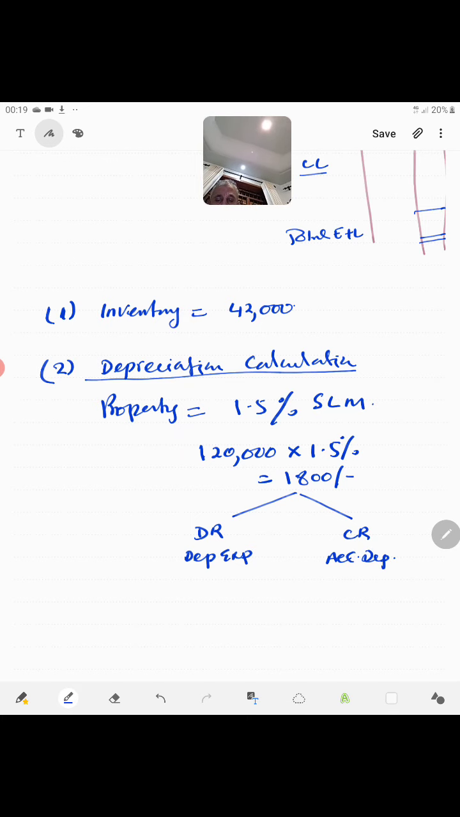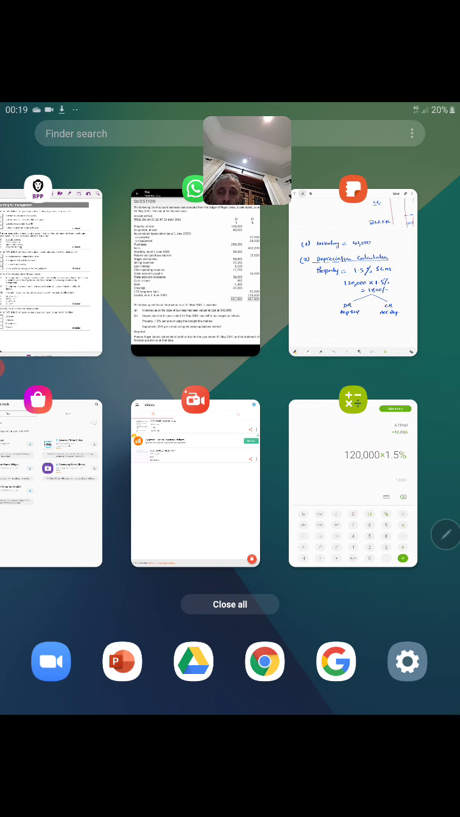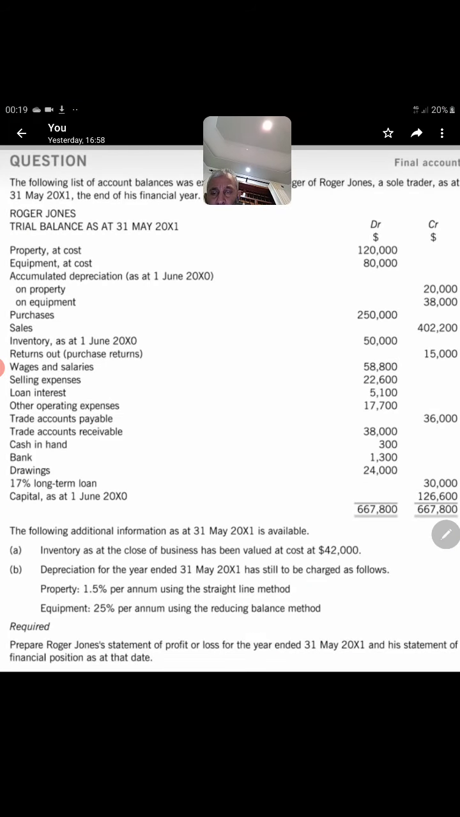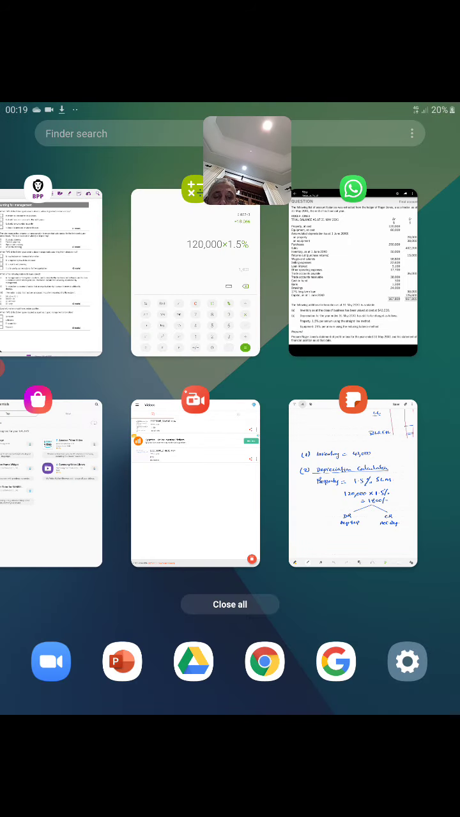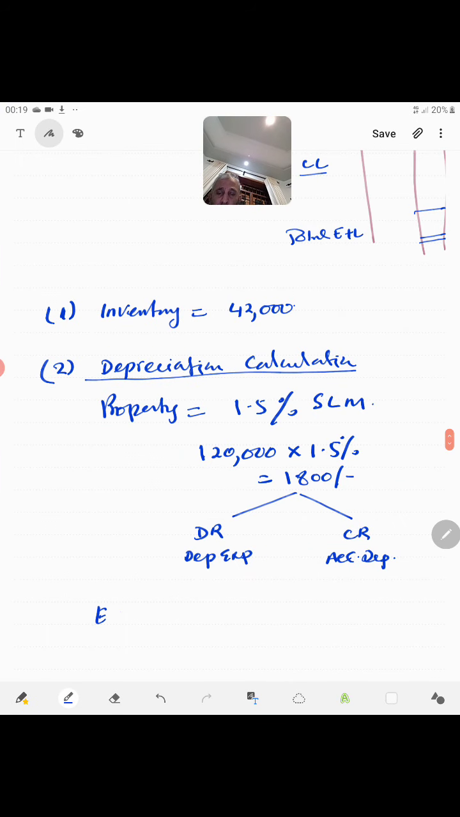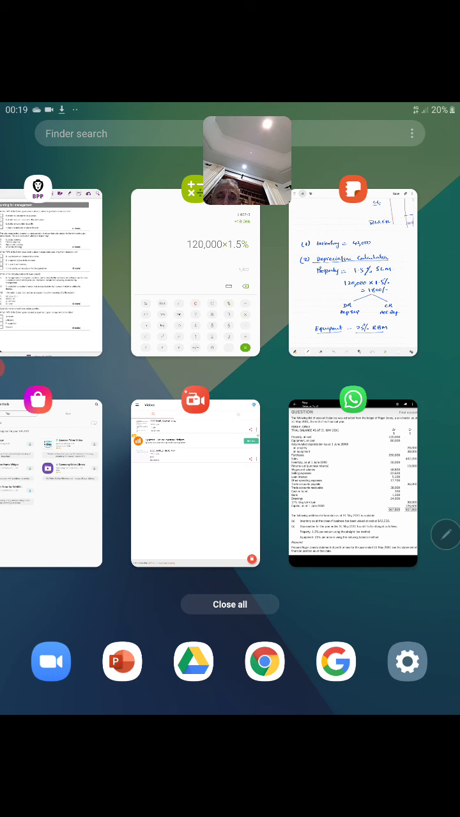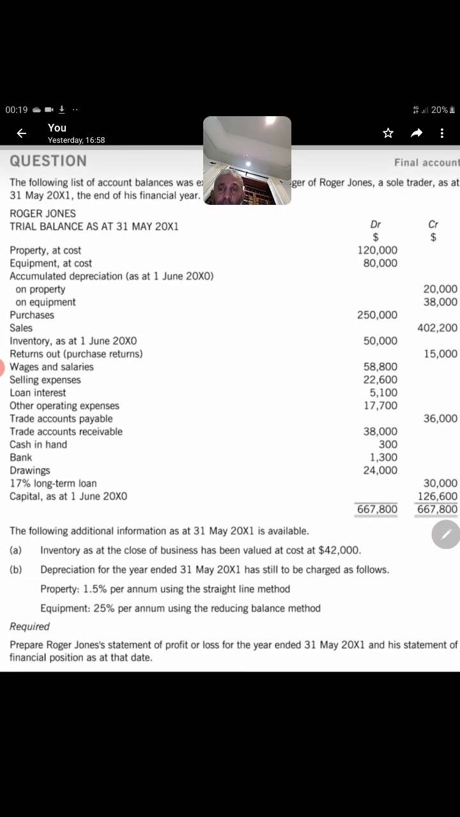So that is property. The next part of the adjustment is equipment. For equipment, they said 25% reducing balance method. In this case, we need to find out the cost of the equipment first of all. Equipment cost is 80,000.